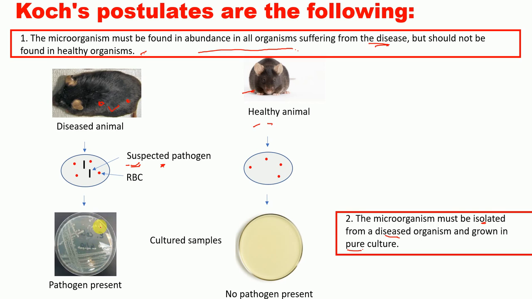So this is the second point. Whereas in the case of healthy organisms, since there is no microorganism, we will not have growth of microorganisms on the agar plate. So the second point of Koch's postulates is that the microorganism must be isolated. We should be able to isolate the microorganism from the diseased animal and grow it in pure culture, shown here on the agar plate.